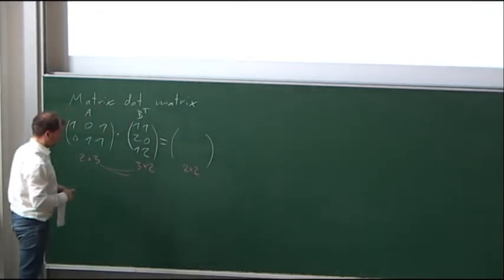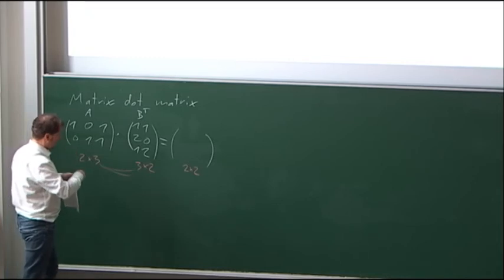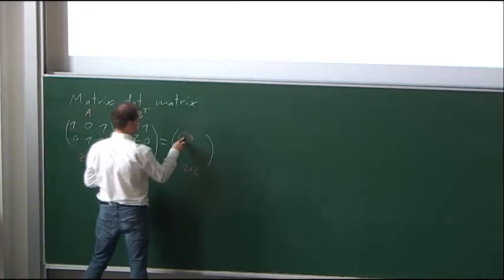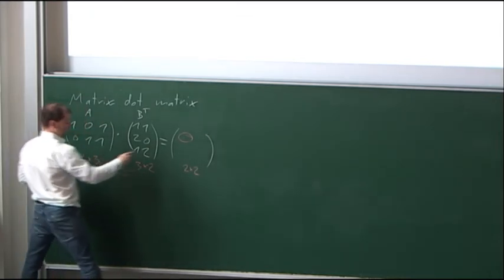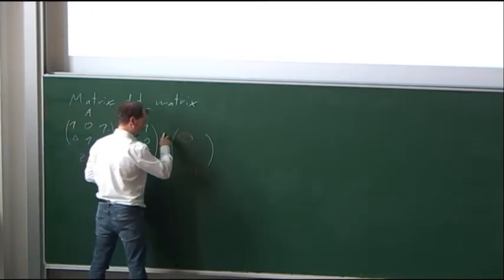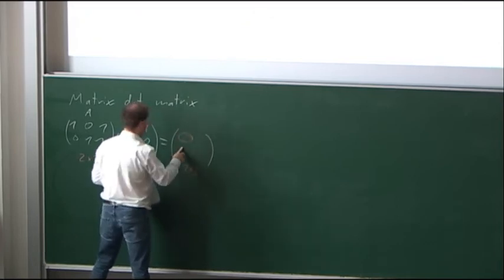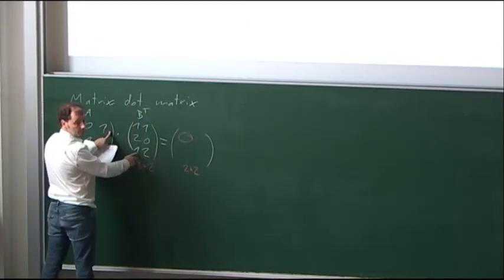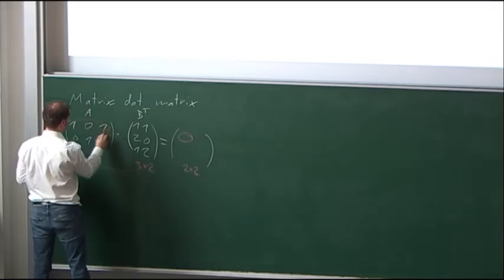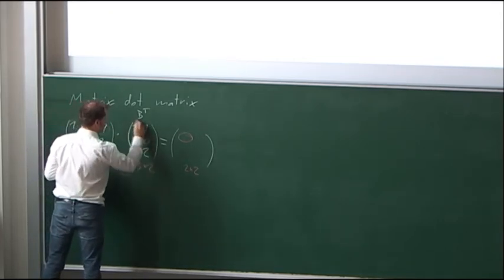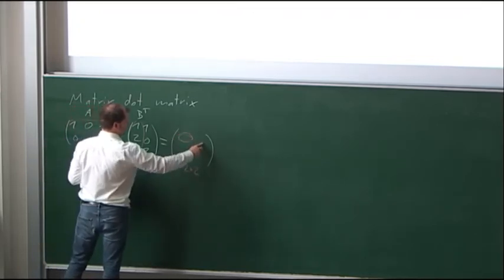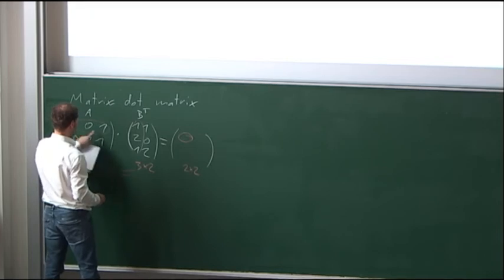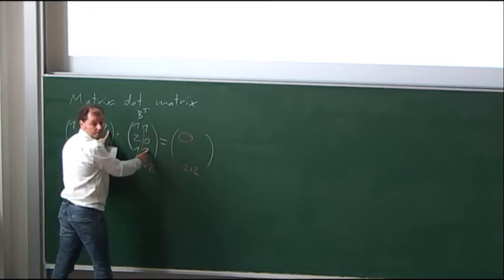And the simplest way to think about this is that this entry here, because it's in the first row and the first column, will be the dot product between the first row of A and the first column of B. So it will be the dot product between this and this. And then this entry, the first row, second column, will be the dot product between the first row of A and the second column of B.